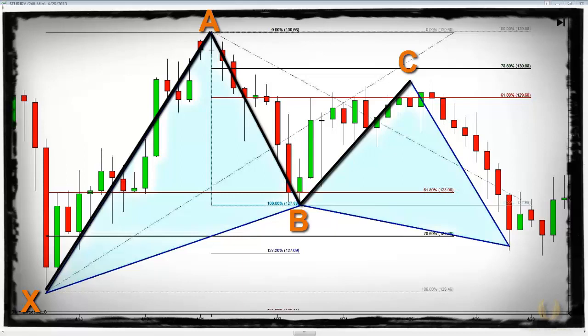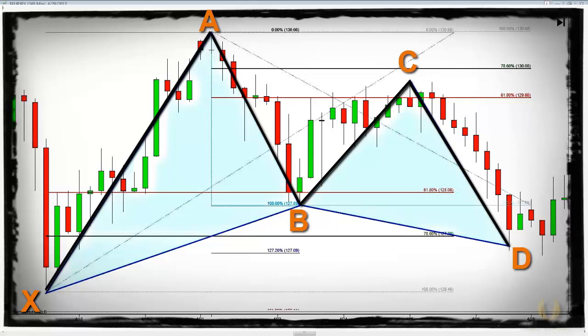Step 4, the D completion. The CD leg of the Gartley pattern should equal the length of the AB leg, giving the trader an ABCD pattern completion. In a perfect situation, this AB equals CD pattern completion should also meet at a 127.2 Fibonacci extension taken from the AB leg, as well as a 786 retracement taken from the X to the A leg.